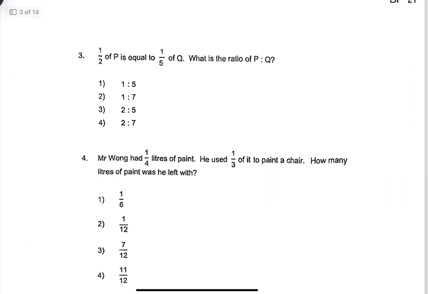Okay, half of P is equal to 1/5 of Q. What does it mean? Alright, half of P. So first we draw P. There's only 2 units. Half of it is equivalent to the 1 unit of Q. So the 1 unit is actually equivalent to Q, and Q has 5 units. So I'll draw another 4 more. This tells you that all the 1 unit they are the same. So they're asking you for the ratio of P is to Q. P got 2 units. Q there's 5, so the answer is 2 is to 5. Number 3.